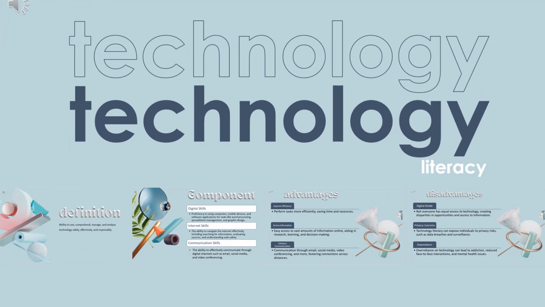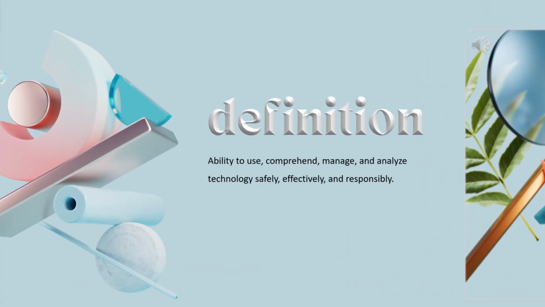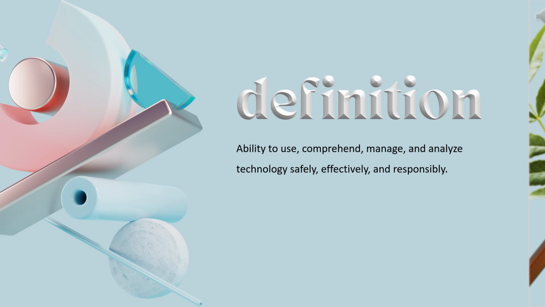Now that that's done with, we can turn our focus from information literacy to technology literacy. Technology literacy is the ability to use, comprehend, manage, and analyze technology safely, effectively, and responsibly. This literacy includes using technology to evaluate, create, and integrate information.